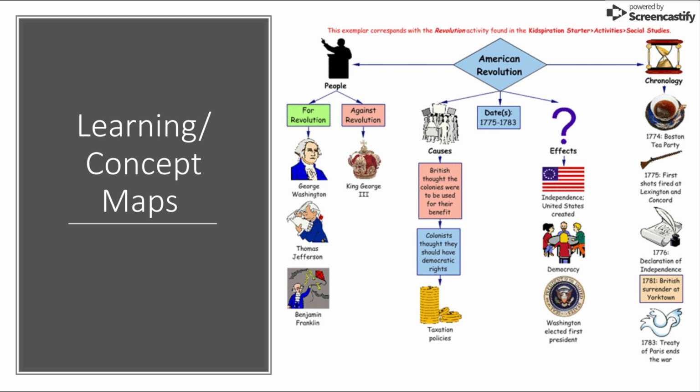Learning or concept maps is something I use often in my classroom. As you can see right here, here's an example of one for the American Revolution. A learning map or a concept map, I call them concept maps personally, takes the big ideas, such as the American Revolution, and helps students break it down into parts. So, for example, this one has been taken down to people, dates, and chronology.